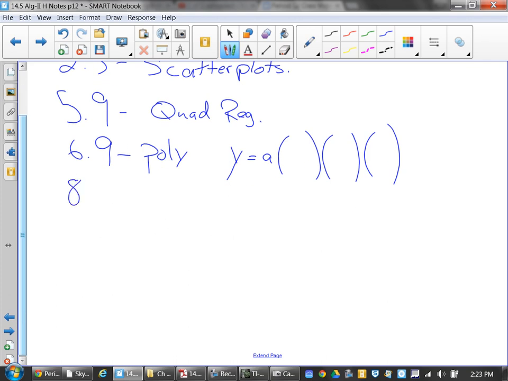Then we did 8-7? Yeah, because there was no 7. So we did 8-7. That was the logistic. No, that was exponential. The exponential, we talked about exponential graphs. Those were ones that were increasing at an increasing rate. Each time they were increasing more and more and more. That's how you're able to tell it's exponential.